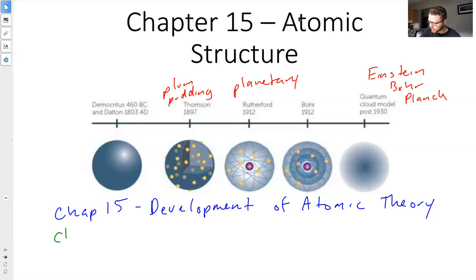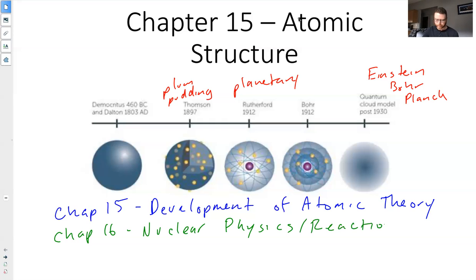Chapter 16, we have nuclear physics, or nuclear reactions. Okay, so we are going to talk about the idea of the isotope, right? This is something that has the same number of protons, but a different number of neutrons. Again, that ties into your Science 10. We're going to talk about the binding energy.